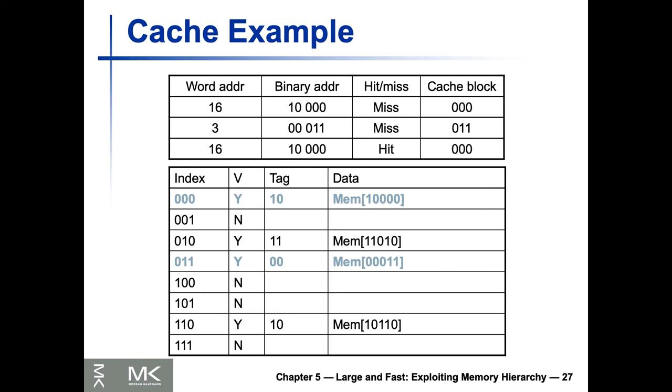So for the direct map cache, depending on the size of the cache and the addressing, because these two should match, in this case we use the last three bits as the block of the cache, and we use these two as the tag, right? These are the tag.